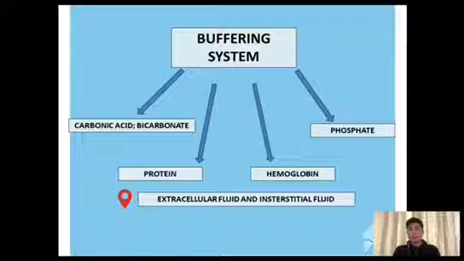For the protein and hemoglobin, it attracts the hydrogen ions with the help of the amine group within it, which can increase the pH level. So if you want to decrease it, then it breaks down the acid groups. For the phosphate, it can also attract the hydrogen ions to increase the pH level, or it can disintegrate it if you want to lessen the pH level. So this happens in the extracellular fluid and interstitial fluid.